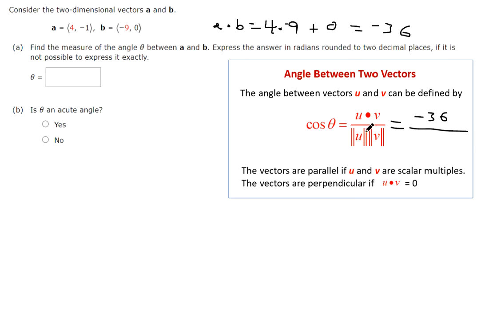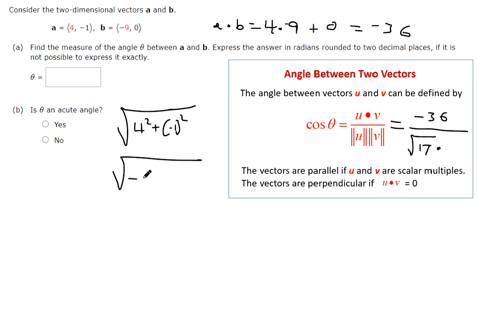And so the magnitude of u means how long the vector u is, and in this case we'll just call A the vector u for notation's sake. So it's using the Pythagorean theorem, that's just 4 squared plus -1 squared, and then take a square root. So that square root is 17. And then the magnitude of the other vector, that one's going to be nice and easy because that's -9 squared plus 0 squared. So it gives us 81. The square root of 81 is just 9.